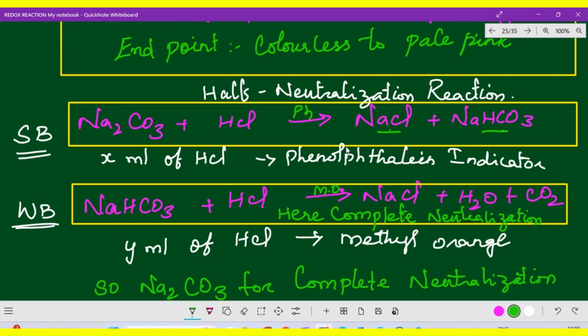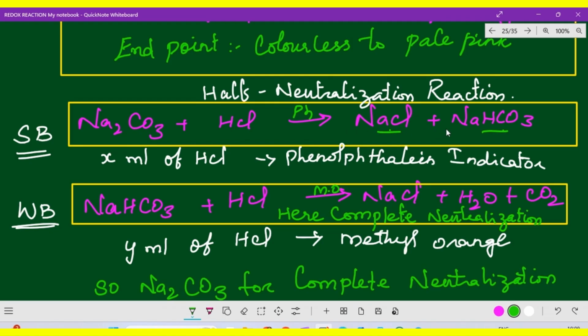Now first and foremost, for what purpose are we using the phenolphthalein indicator? Generally, we use indicators because, suppose the reaction is completed, how do we know? If we add an indicator, the color changes, and the color change means the reaction is completed. That is the only purpose for which we use indicators. I hope you got that idea. So when you add phenolphthalein indicator to the acid, it is colorless. When it converts to pale pink, that means sodium carbonate and HCl have completely reacted.